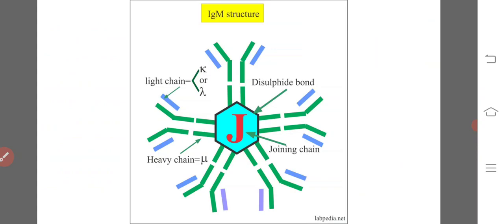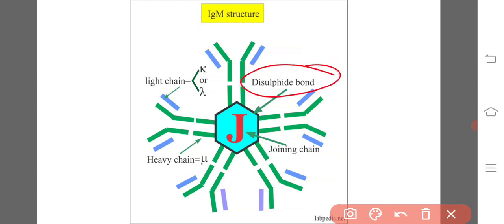So here, these are the disulfide bonds and this is a J chain. The heavy chain is mu type, and the light chains are different, kappa or lambda.